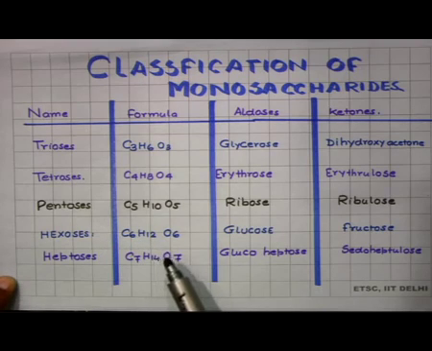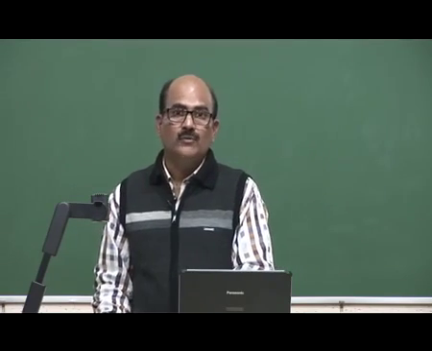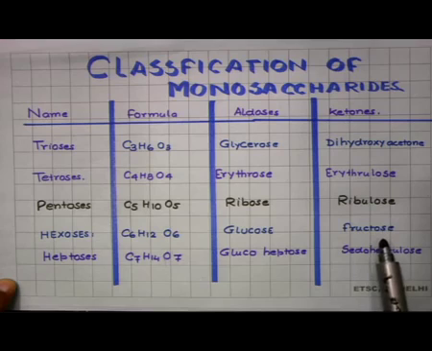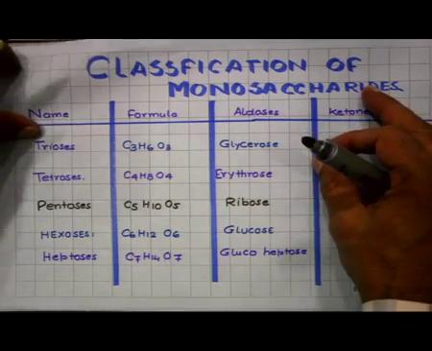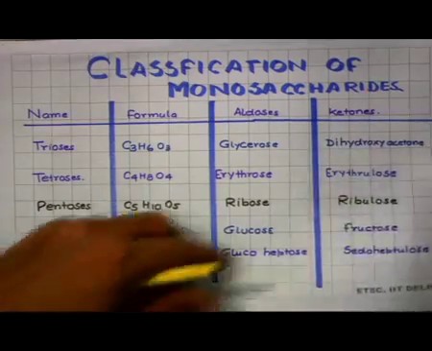Hexoses, the formula will be C6H12O6, the aldose form is glucose and the ketonic form is fructose. Heptoses, C7H14O7, glucoheptose and pseudoheptulose. So, with this chart we can easily summarize all the monosaccharides, their formulas, and whether they are included under the aldose or the ketone.